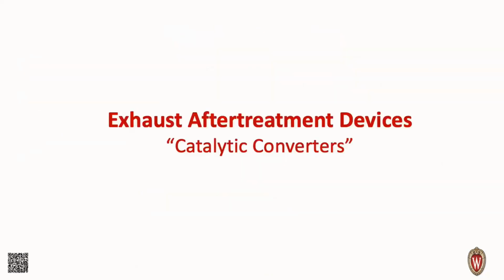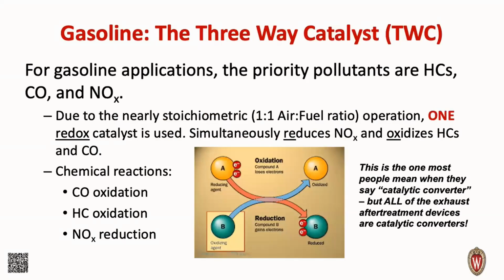So now that you have some basis for it, let's talk about the exhaust aftertreatment devices, the so-called catalytic converters that we see in the exhaust. I want to start with the gasoline 3-way catalyst. For gasoline, the priority pollutants that we care about are hydrocarbons, CO, and NOx. And gasoline is a really special case because, due to the nearly stoichiometric air-fuel ratio, we can get away with just using one catalyst, and it's called a redox catalyst because it simultaneously reduces NOx and oxidizes the hydrocarbons and CO. They take place in such a beautiful paired harmony.